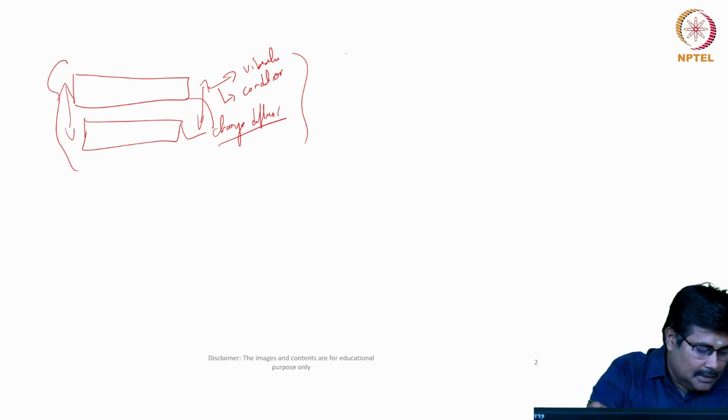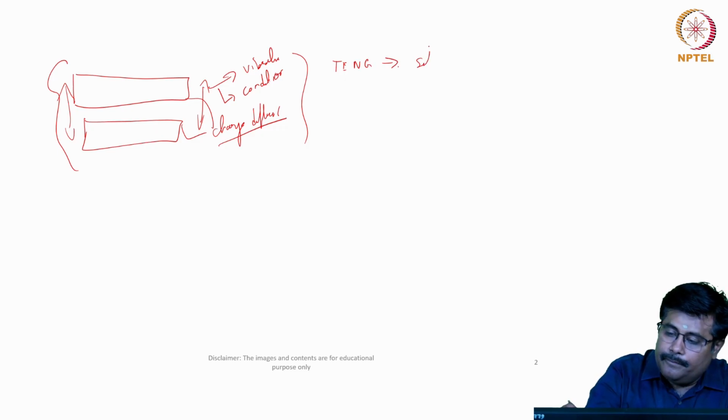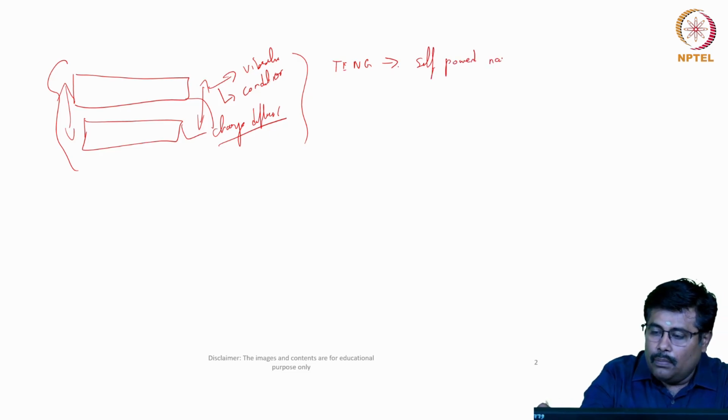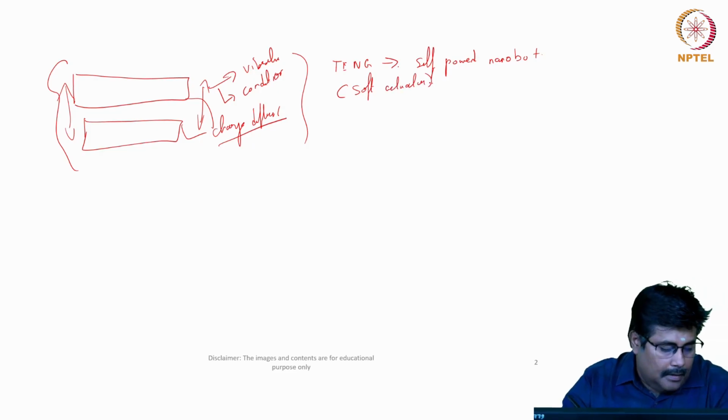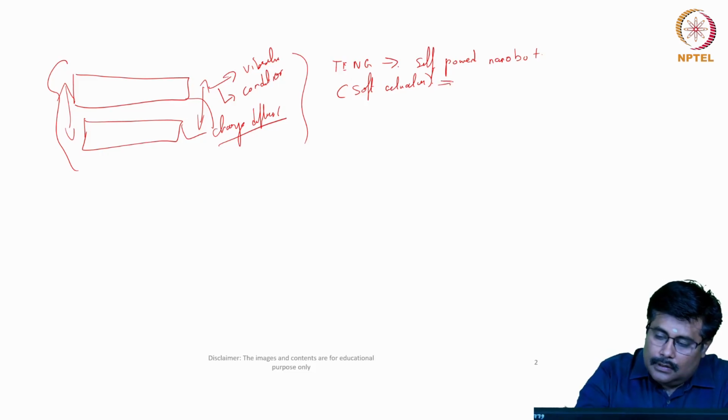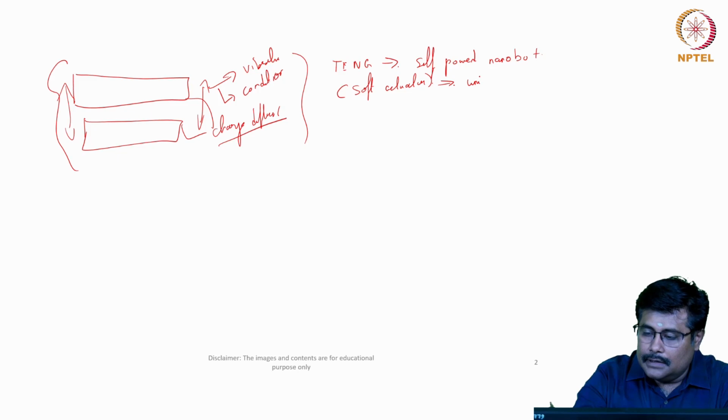As far as these are concerned, we call it a TNG based self-powered nanobot, which is mainly made out of a soft actuator. This soft actuator is made out of a unidirectional dielectric elastomer.